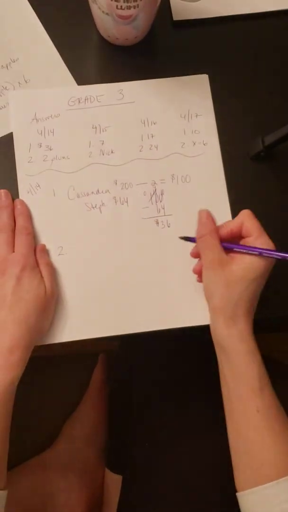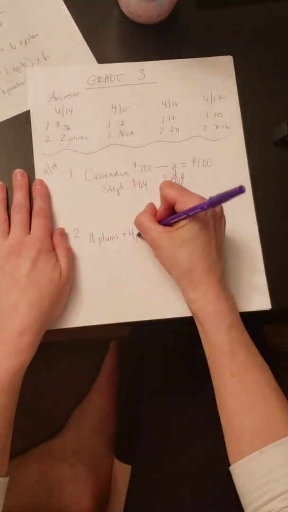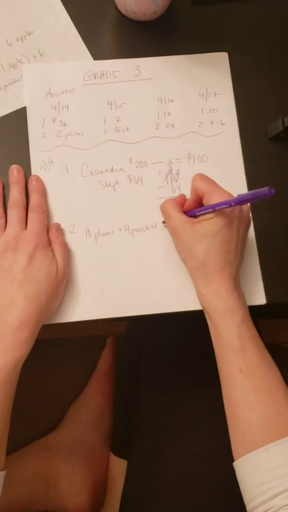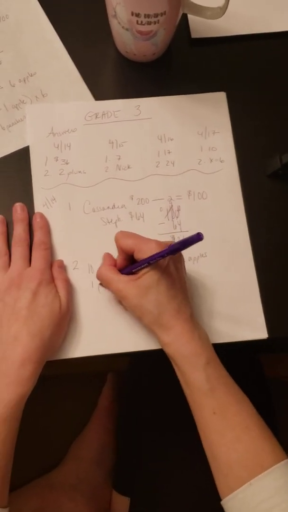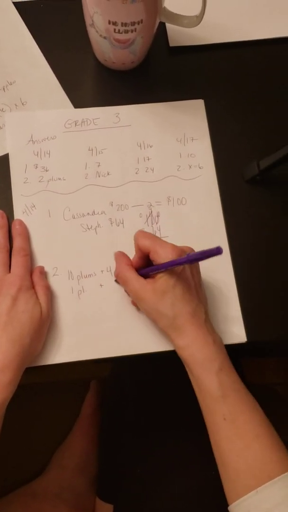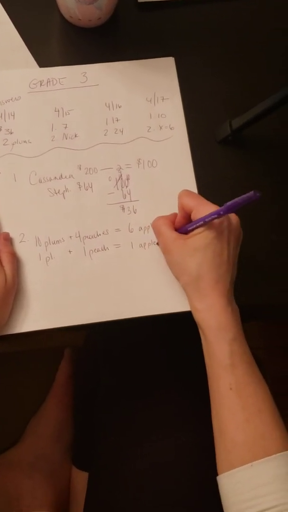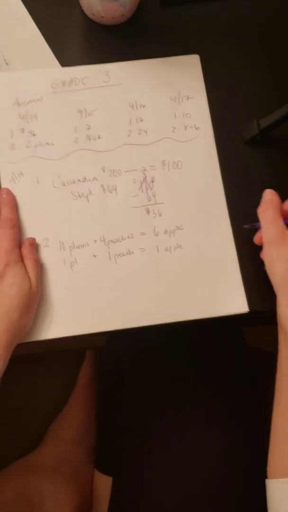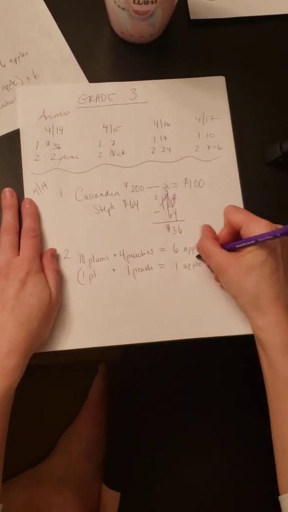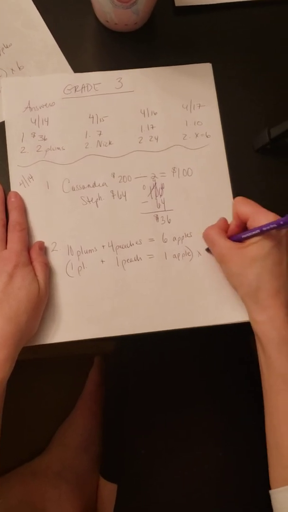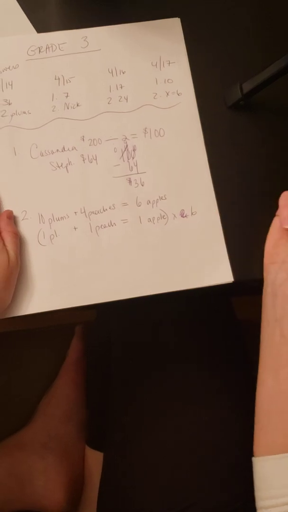Number 2 is a little harder. 10 plums plus 4 peaches weigh as much as 6 apples. 1 plum plus 1 peach equals 1 apple. So, how many plums weigh as much as 1 peach? I'm going to start by multiplying this second sentence by 6. I'm sorry, I said 2 at first.